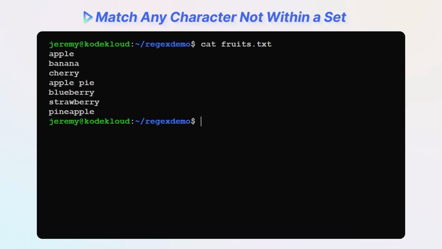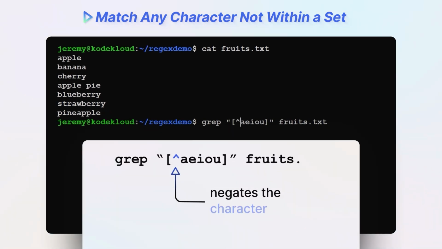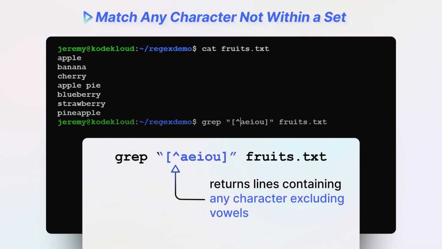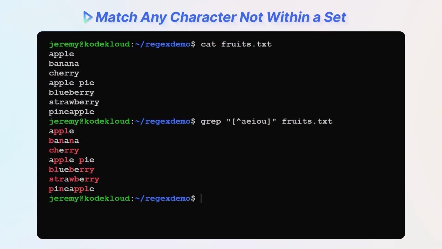Now here's how you match characters not within a set. So here we're going to do the same command, except we're going to put a caret before AEIOU. The caret inside square brackets negates the character set. This means the command will return lines that contain any character that is not in that character set, or not a vowel. And here it is.